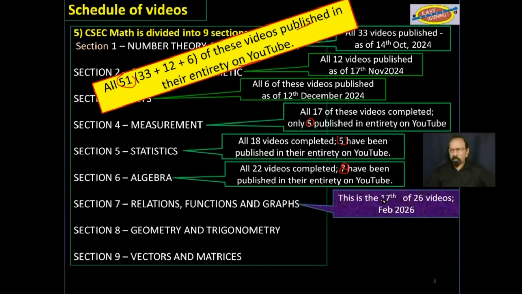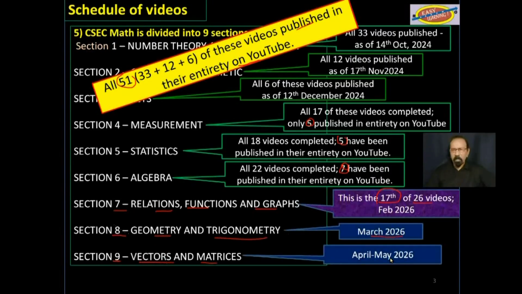We are now at section 7, relations, functions, and graphs. This is the 17th of 26 videos. And then after that, of course, we go on to geometry and trigonometry. Hopefully by March 2026, that will be completed. And finally, the last section, vectors and matrices, by April, May 2026.